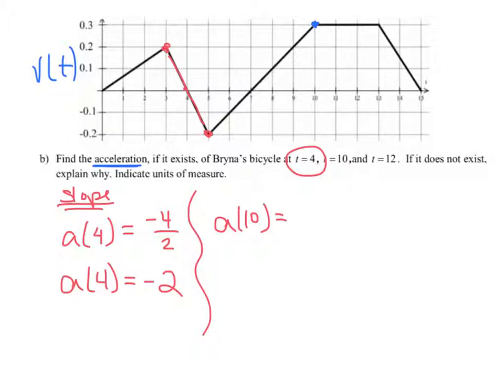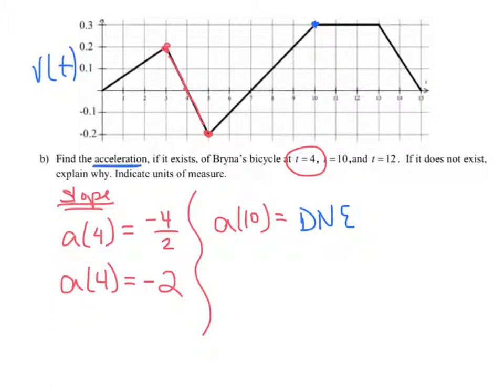Why is that? Well, because if you think about it, the slope is changing there. Okay, it was one thing between 5 and 10, and then it's another thing between 10 and 13, but what is it right at 10? Well, we'd say that it does not exist. And so we are going to go ahead and say does not exist and tell why. So it says if it does not exist, explain why.